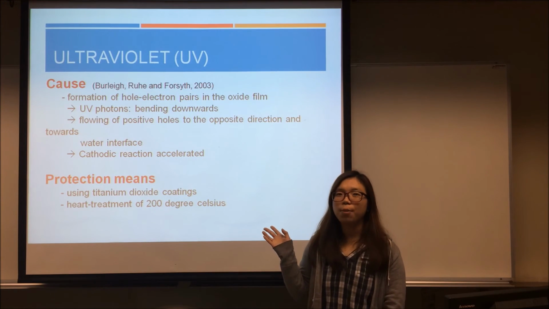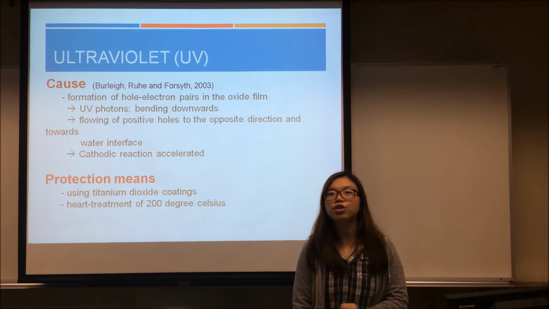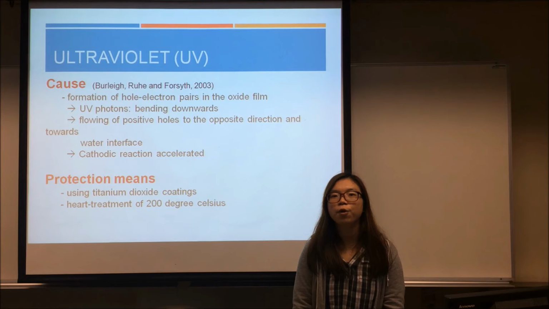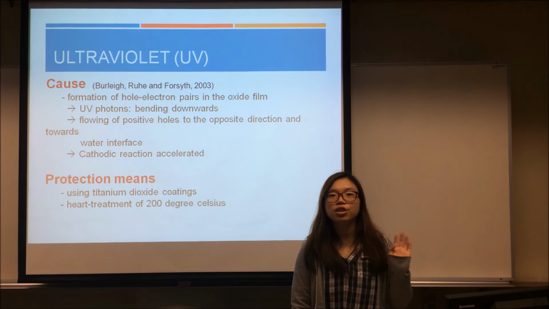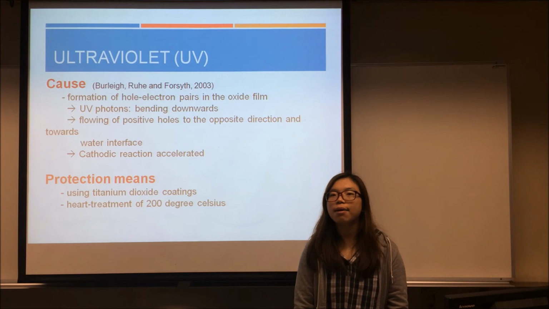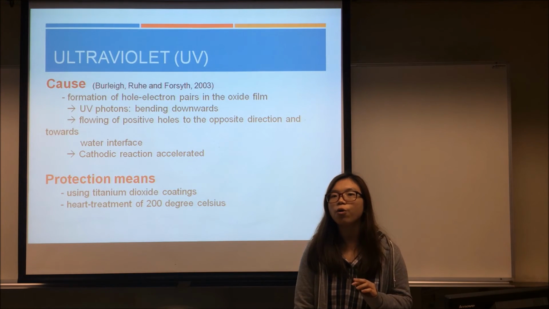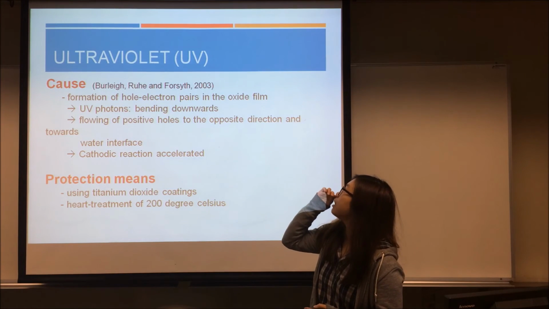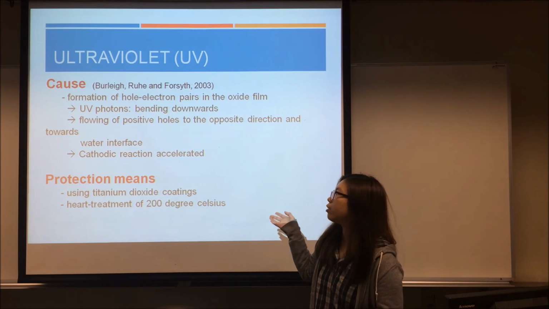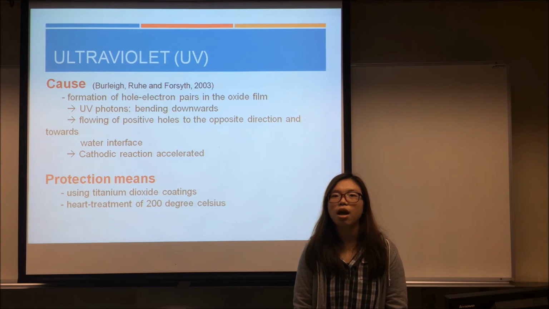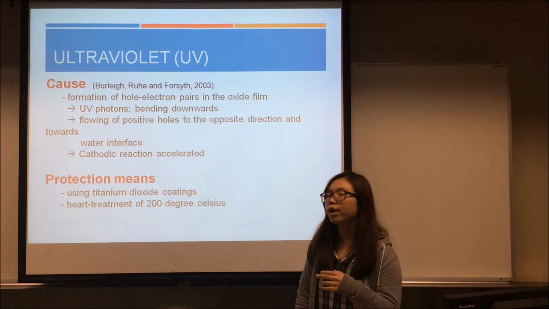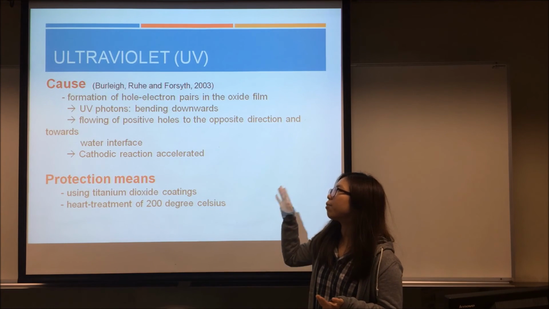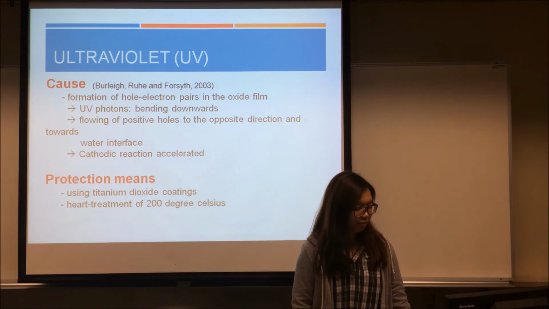The explanation of the above phenomenon is due to the formation of electron-hole pairs in the oxide film by the UV photon, leading to the bending downwards of the conduction and valence bands. The dissolution of copper oxide is due to the positive holes moving in the opposite direction towards the water interface, in which the cathodic reaction is accelerated.